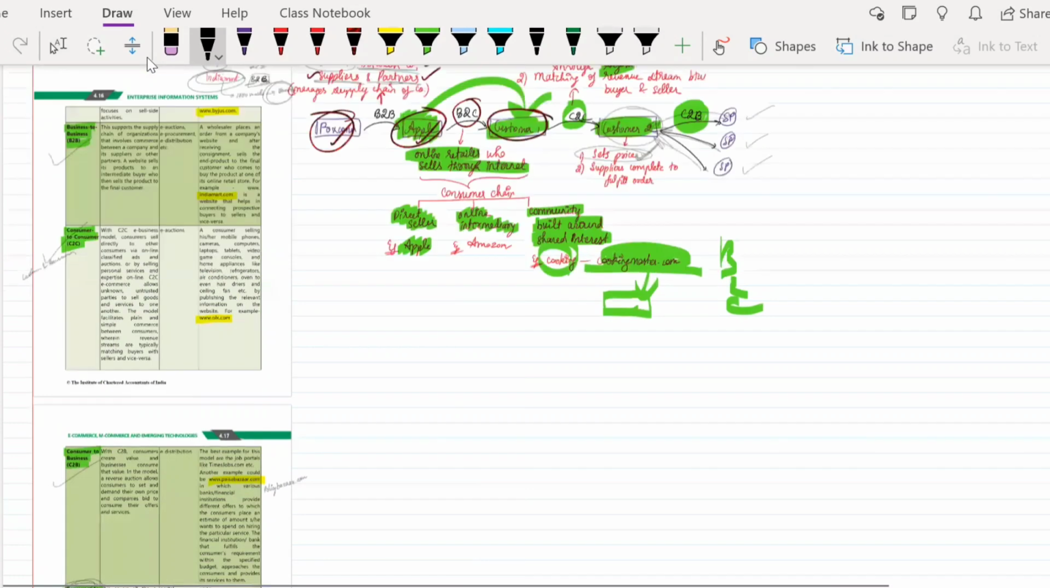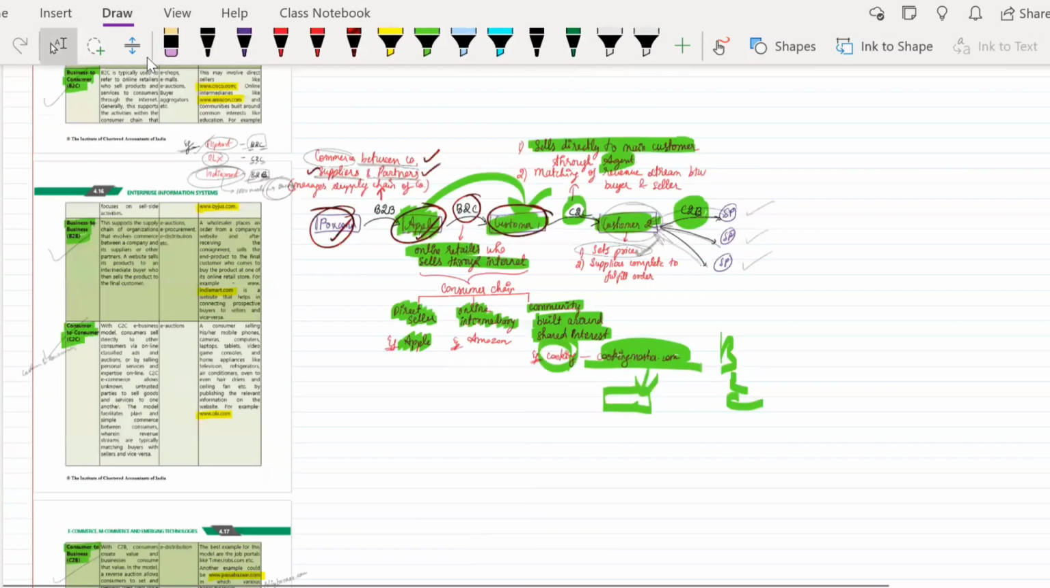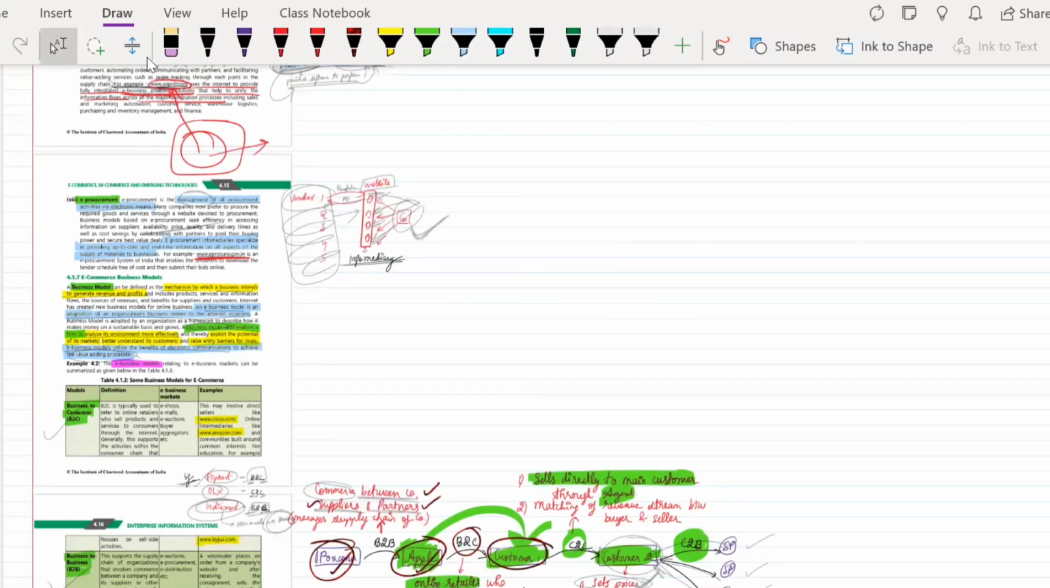So these are the different business models which are there in today's world. And I hope this topic was also clear to you. And with this, we have come towards the end of today's class.